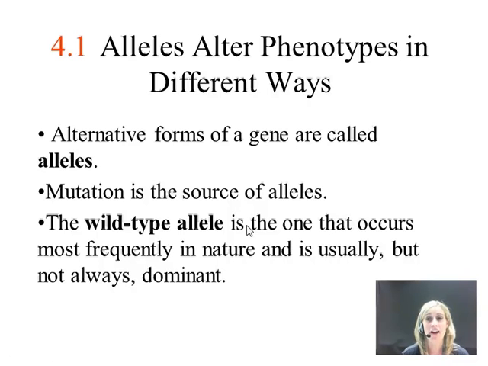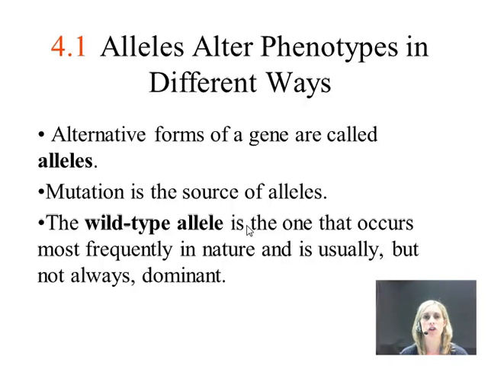Let's start by talking about alleles. As you remember, different forms of a gene are called alleles, and Mendel knew about those. But there's some ways we can work with alleles that he didn't know about. We know that mutations are the source of new alleles, and we call something a wild-type allele when it's the allele that we see the most in a population.